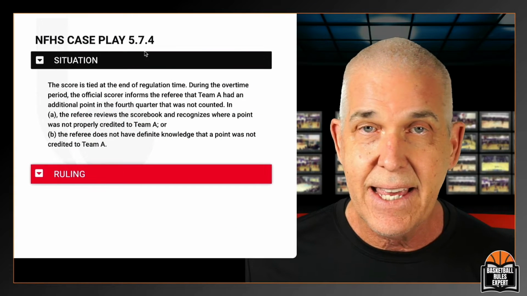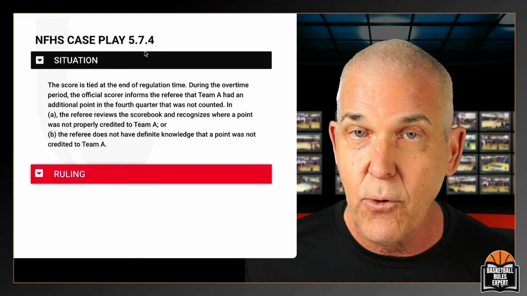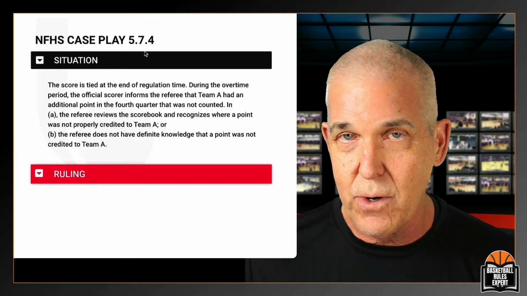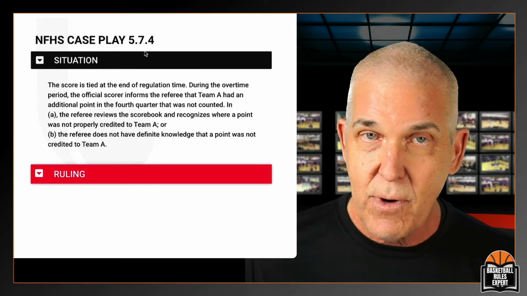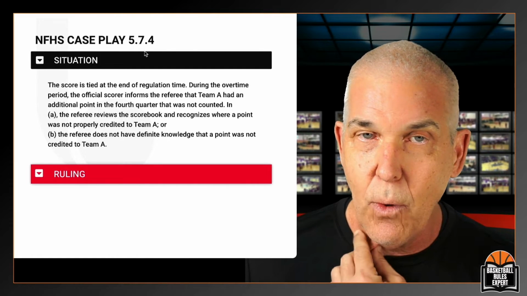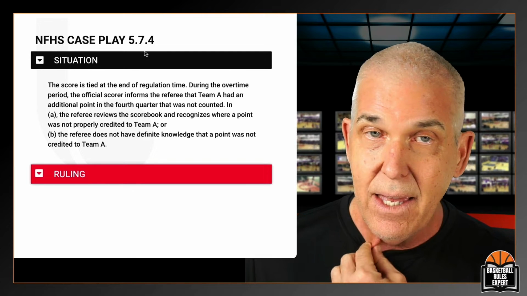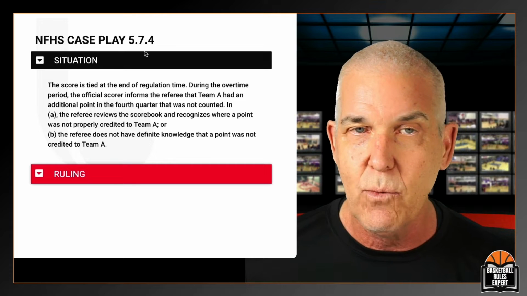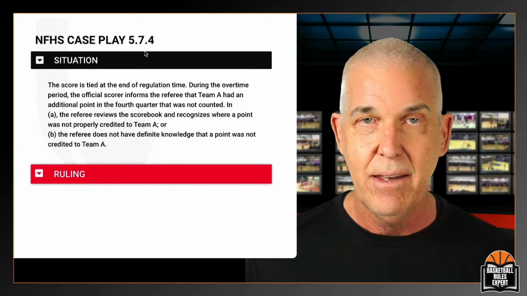The score is tied at the end of regulation. During the overtime period, the official scorer informs the referee that Team A had an additional point in the fourth quarter that was not counted. A, the referee reviews the scorebook and recognizes where a point was not properly credited to Team A. Or B, the referee does not have definite knowledge that a point was not credited to Team A, right?